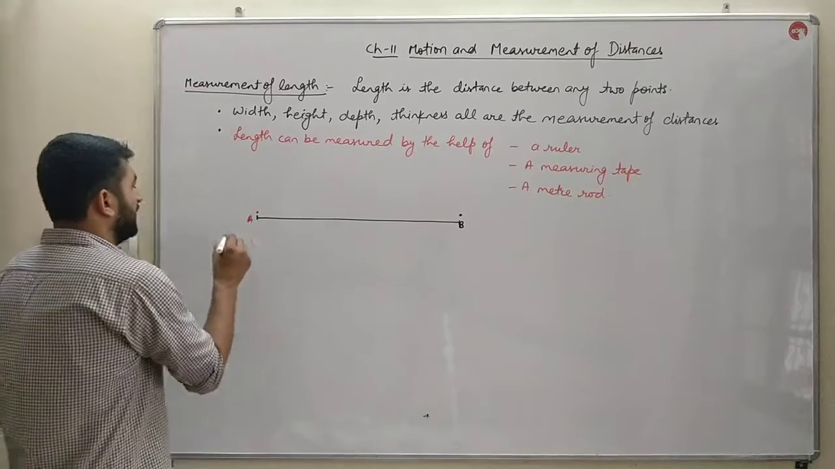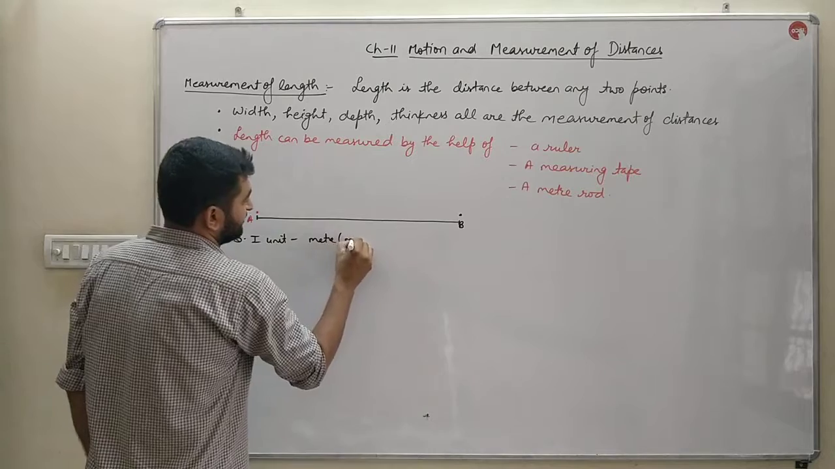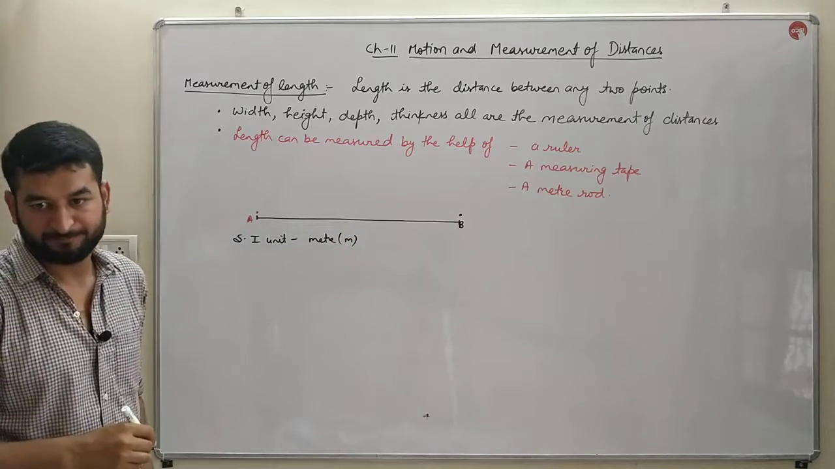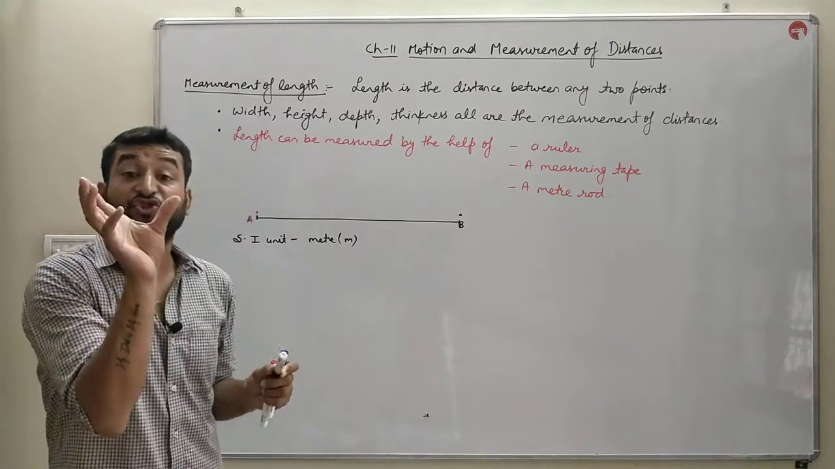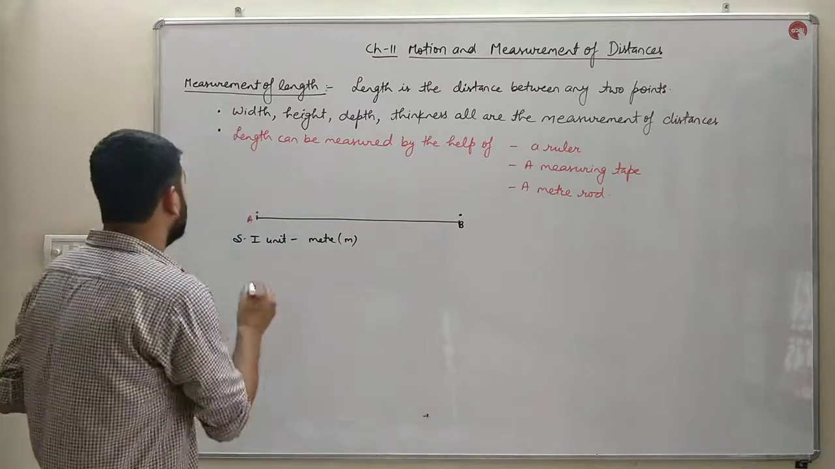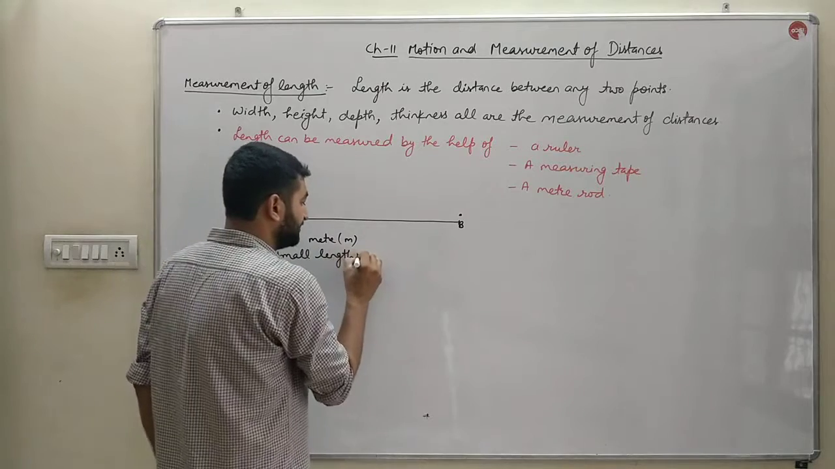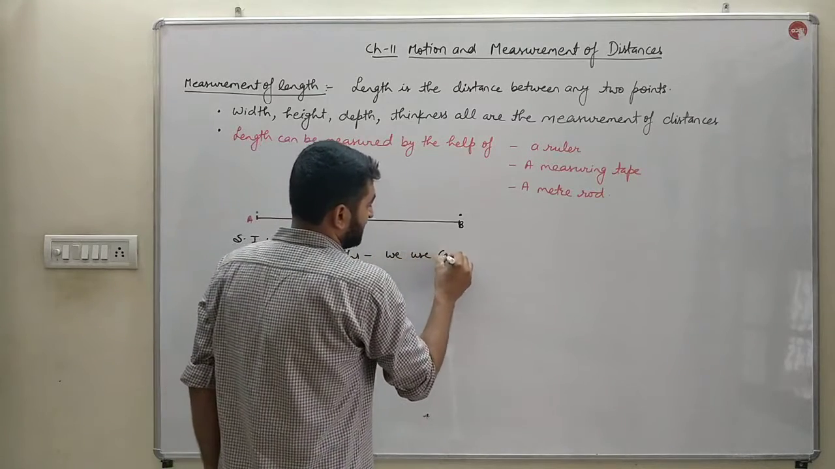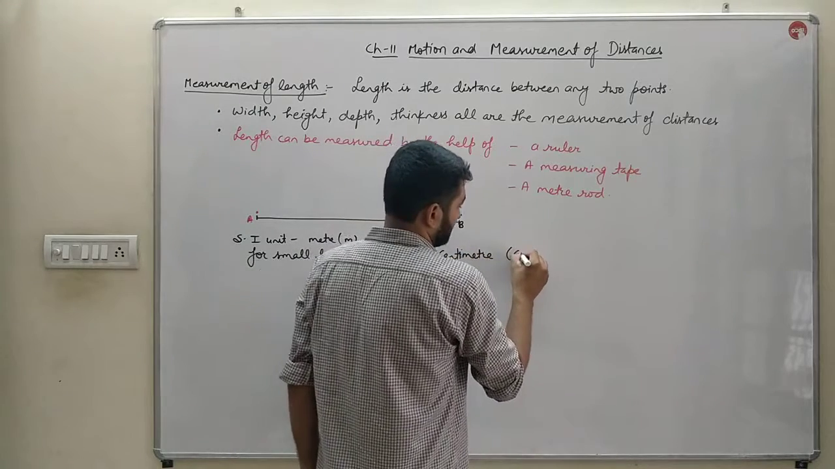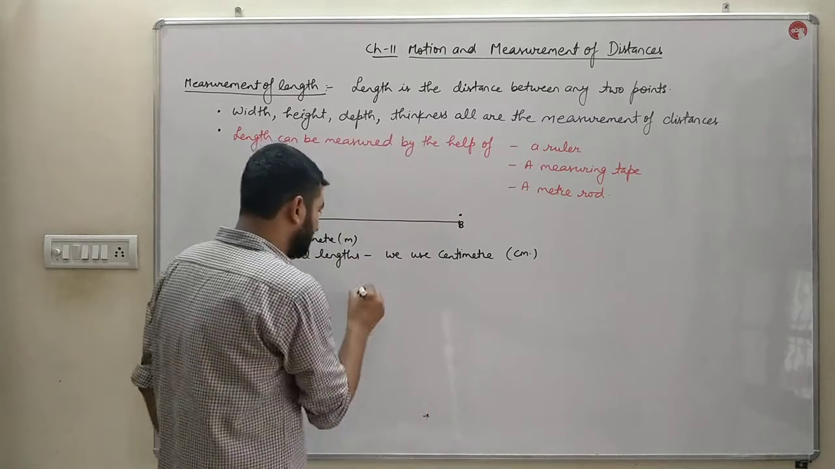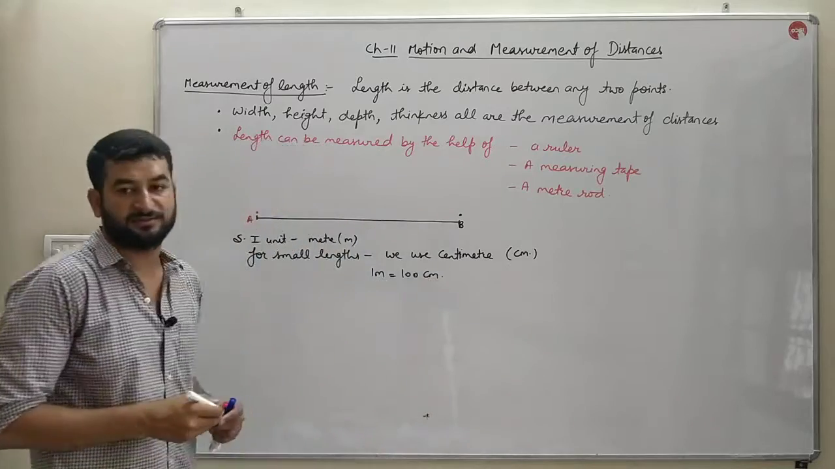The SI unit of length is, as we have discussed, bache, meter, represented by a small m. But sometimes it is not very convenient to measure small lengths in meters. So for small lengths, we use centimeters. And 1 meter is equal to 100 centimeters.